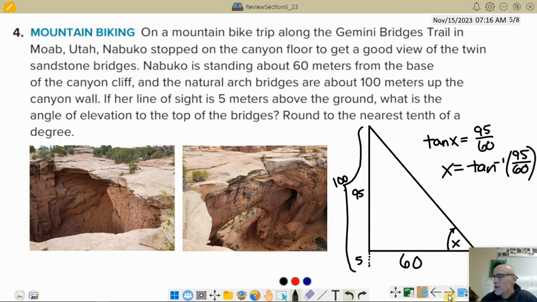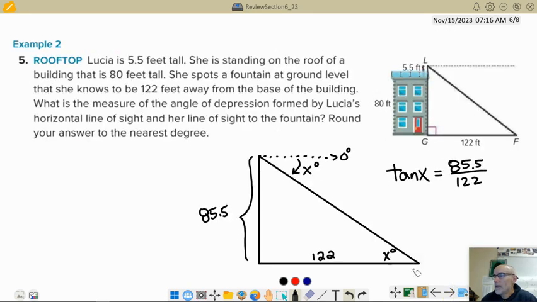And the next one, 85.5. So this angle of depression is the same as the angle of elevation, right? We want this x value right here. And I need an angle inside the triangle, right? So these are alternate interior angles. And then you got to do the inverse tangent of 85.5 over 122.